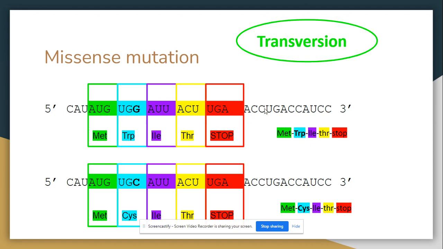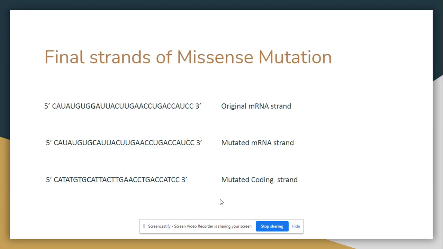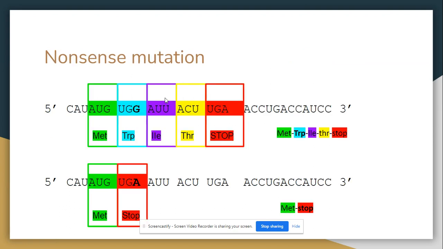And this is a transversion. What I mean by that is that when it went from a G to a C, it went from a purine to a pyrimidine, and therefore that's why it's a transversion. If it would stay, for example, within the purines, then it would just be a transition. And you can see how it affects the coding strand here with this C versus this G.